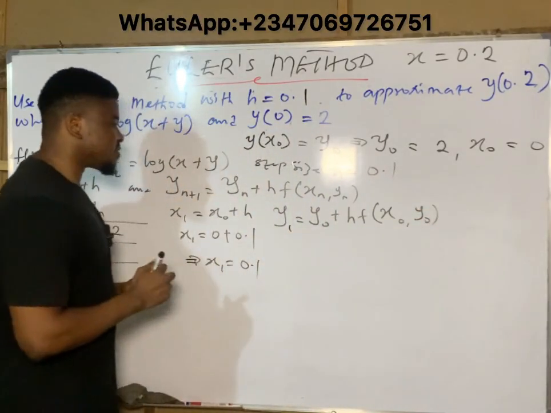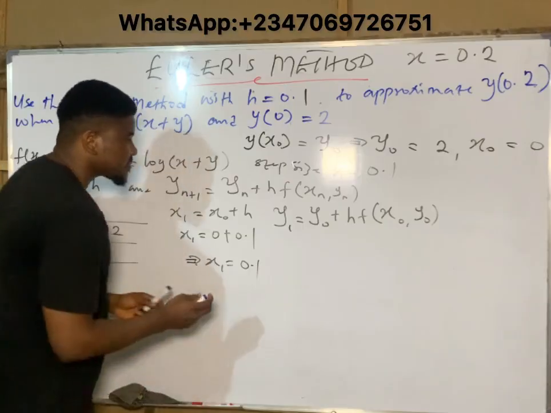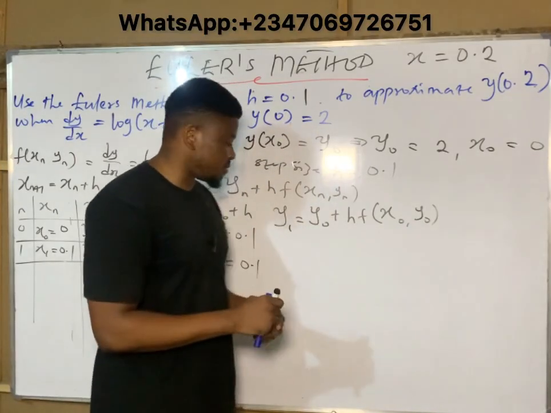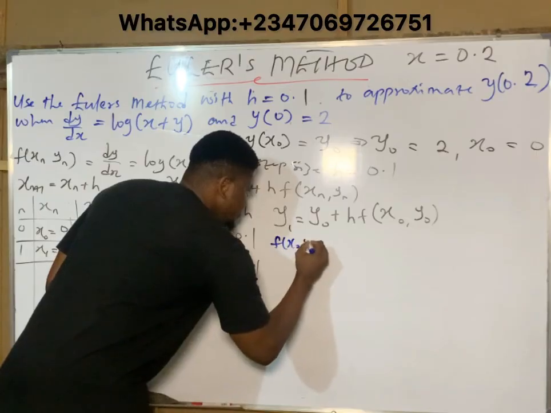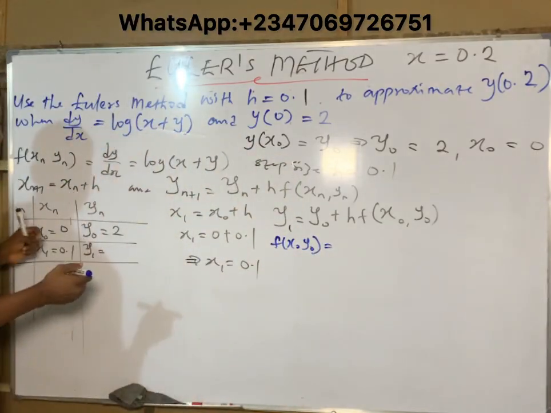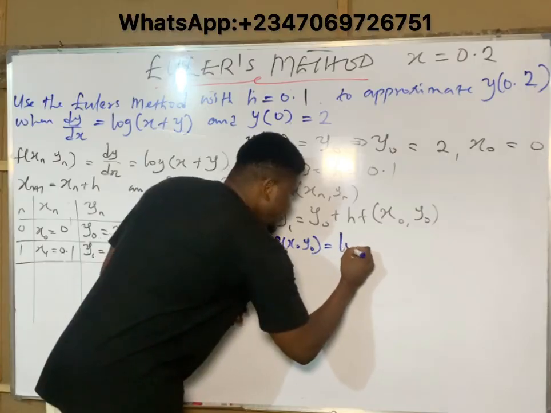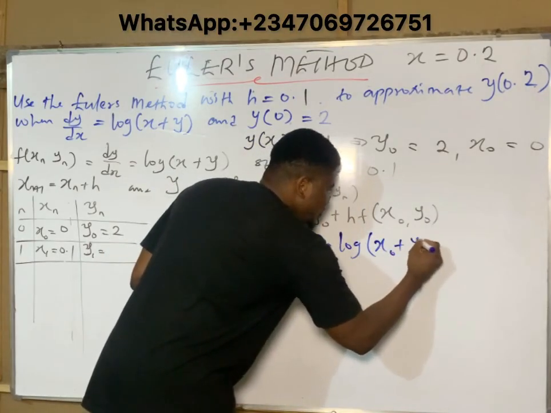It's as simple as this. So which means we need to first of all find the value of the function at xn, yn, or at x0, y0. So we find f of x0, y0. This means find the value of the function, and the function itself is log of x plus y. So this is actually log, where x now becomes x0 plus y0.